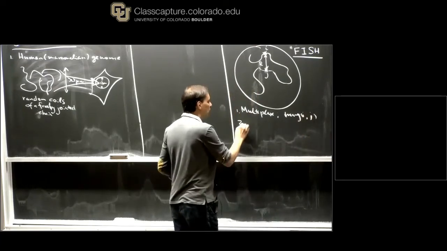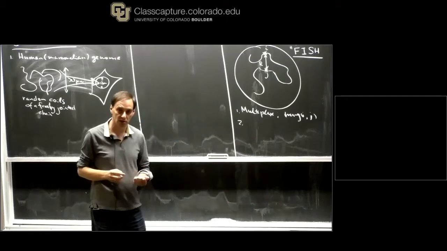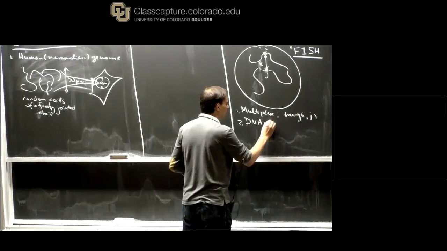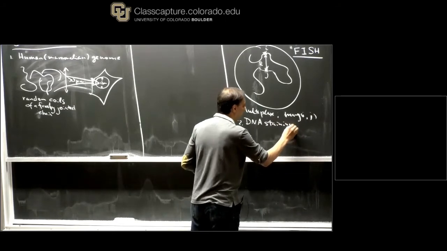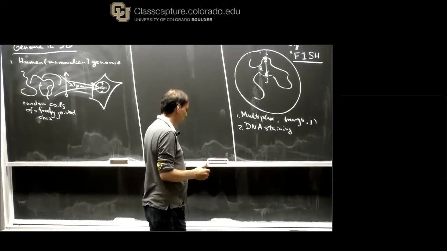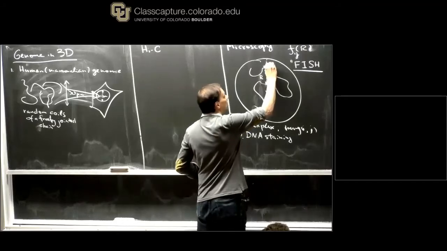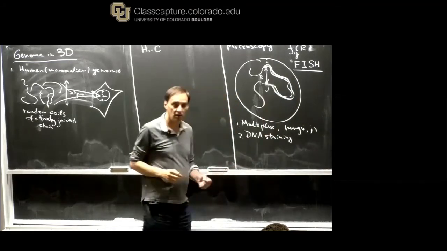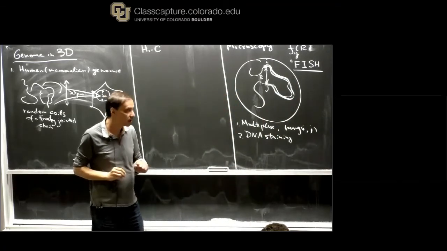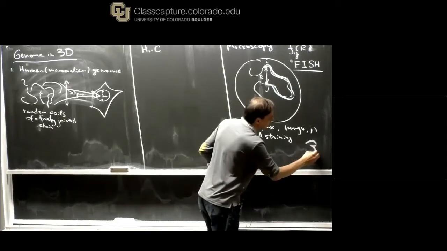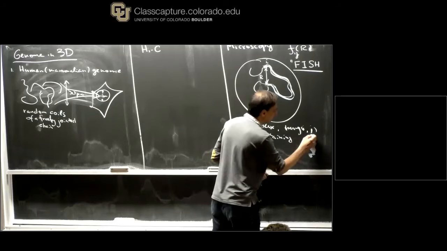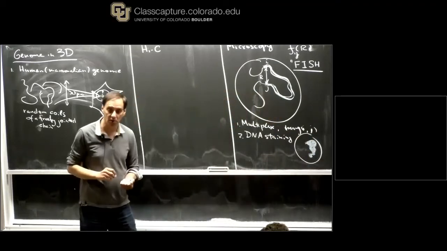You can also do staining of continuous regions. This is called DNA staining. It is similar, but not exactly the same. In DNA staining, you coat a region of DNA with fluorescent probes, and the whole region lights up. You cannot see individual points. You can see kind of a blob of material inside the nucleus. That's how it would look.